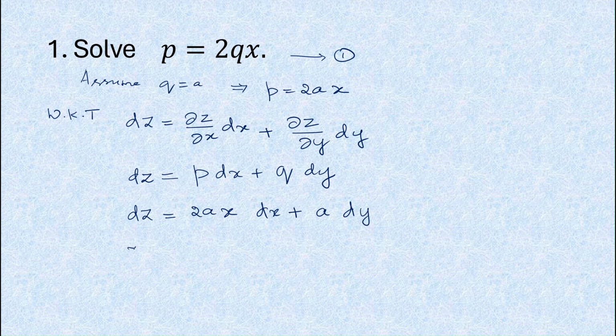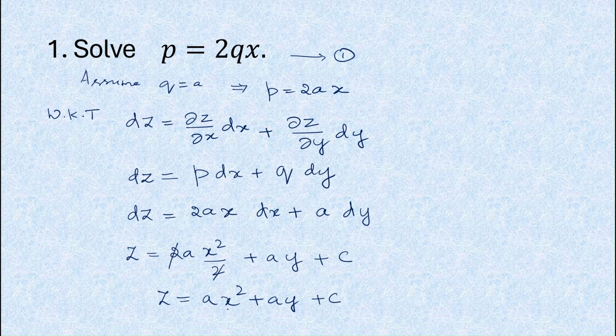Now integrating this, we obtain z is equal to 2a into x square by 2 plus a into y plus one arbitrary constant c. Here we can cancel this 2. So finally we can have z equal to ax square plus ay plus c, which is the relation having two arbitrary constants a and c. So this is called the complete integral.